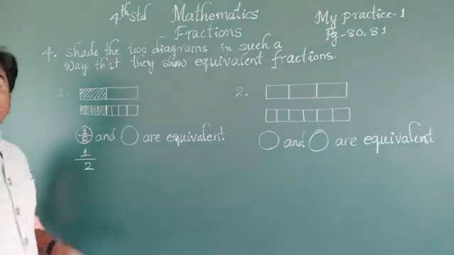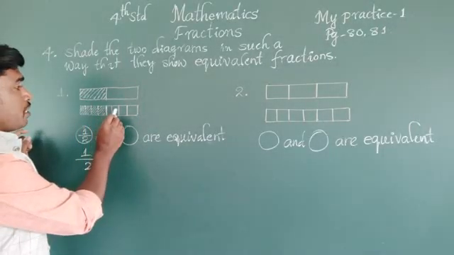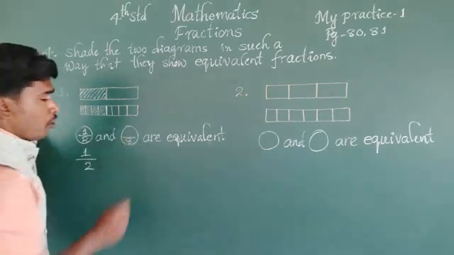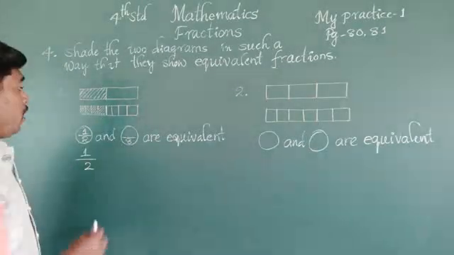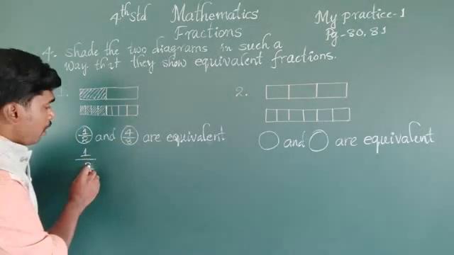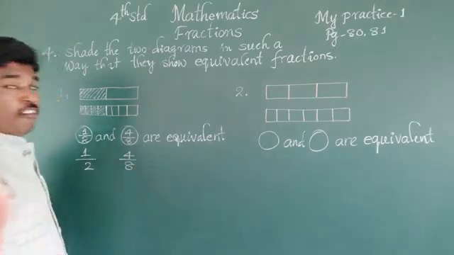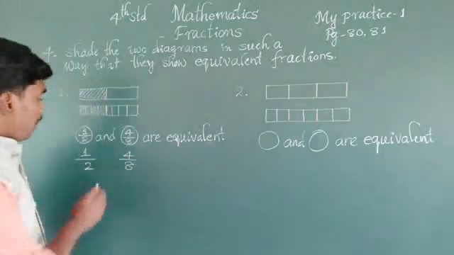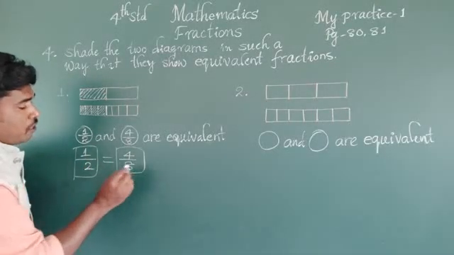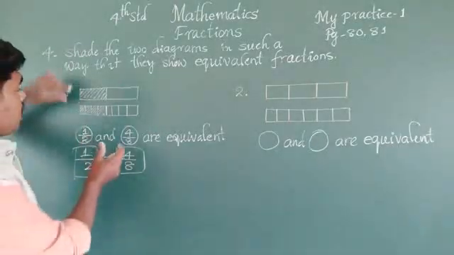Dear students, what is the total number of boxes? 1, 2, 3, 4, 5, 6, 7, 8. Total number of boxes is 8. How many boxes are shaded? 1, 2, 3, 4. 4. So 1 by 2 and 4 by 8 are equivalent fractions. Equivalent fractions are nothing but fractions which give the same meaning.